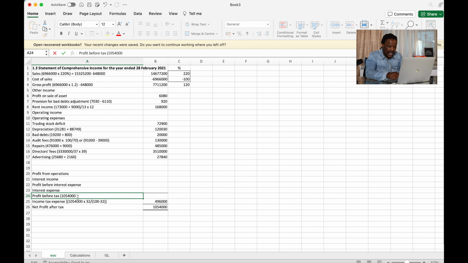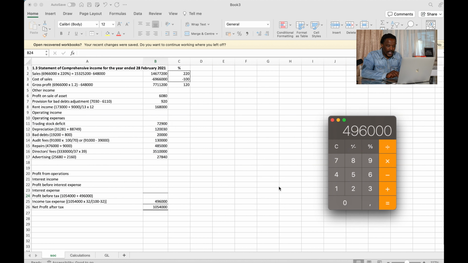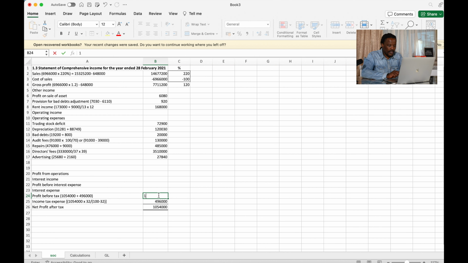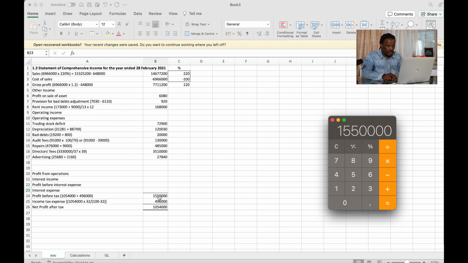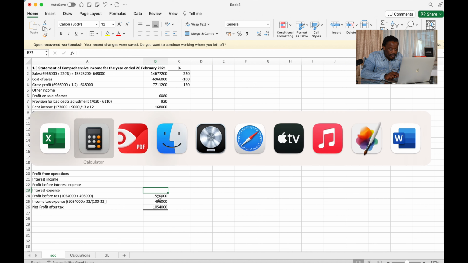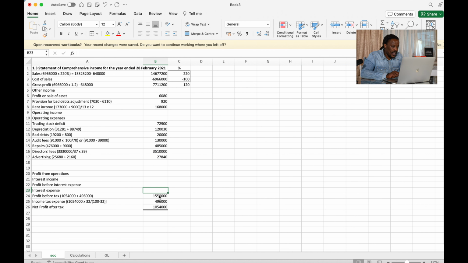Okay. And then easy, you know that 1,054,000 plus 496,000. They like to see you working backward in terms of this. And you get 1,550,000, and interest expense was not given.